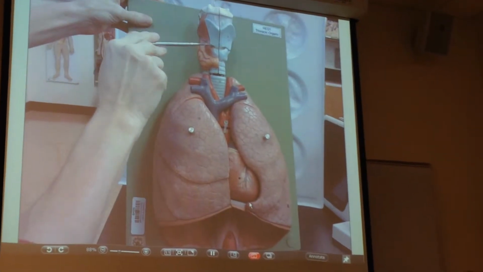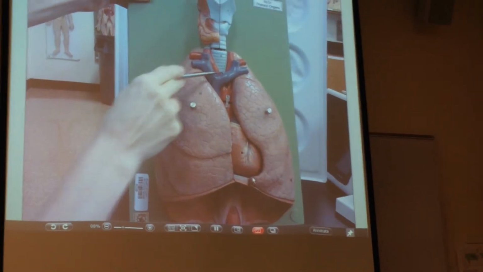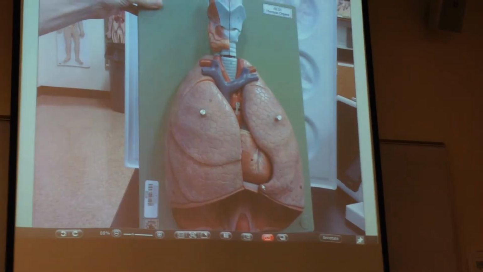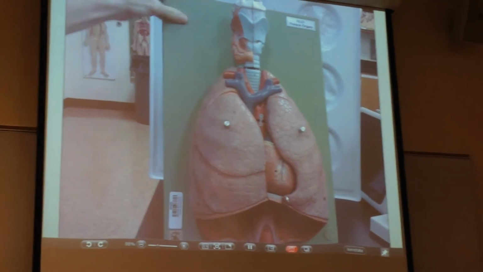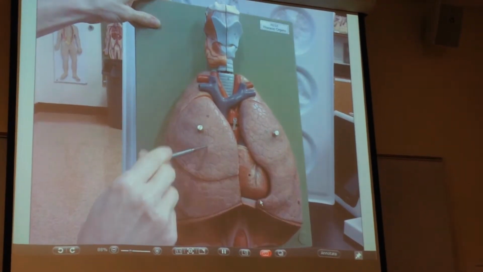Identify the organ. Larynx. Identify the organ. Trachea. Goes behind the heart. Identify this organ. Identify, be specific.